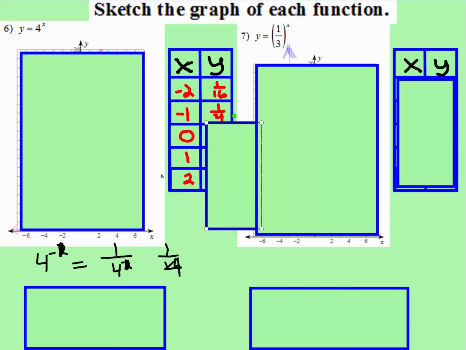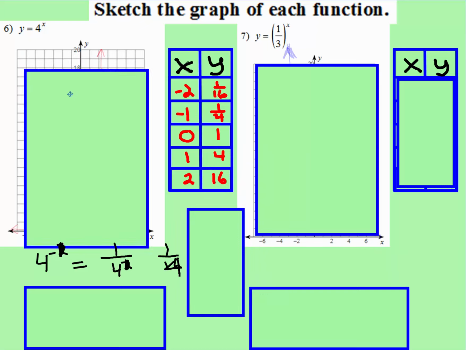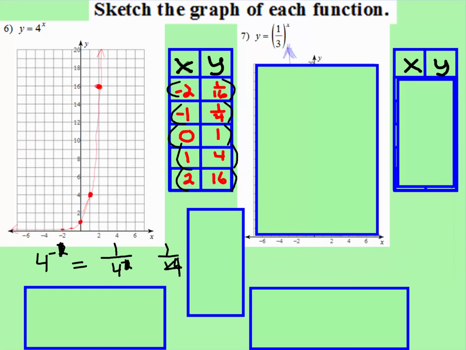So there you have it. And then any non-zero to the 0 is 1. 4 to the first is 4. 4 to the second is 16. So we're going to take these coordinate values, all of them. We're going to plot the points and graph that. And notice, as we read left to right, the values get higher, higher, higher, higher.